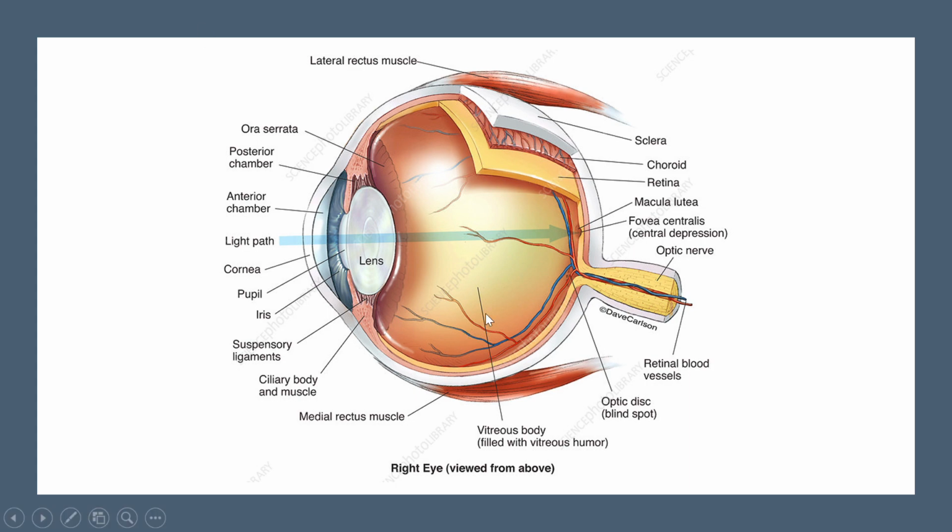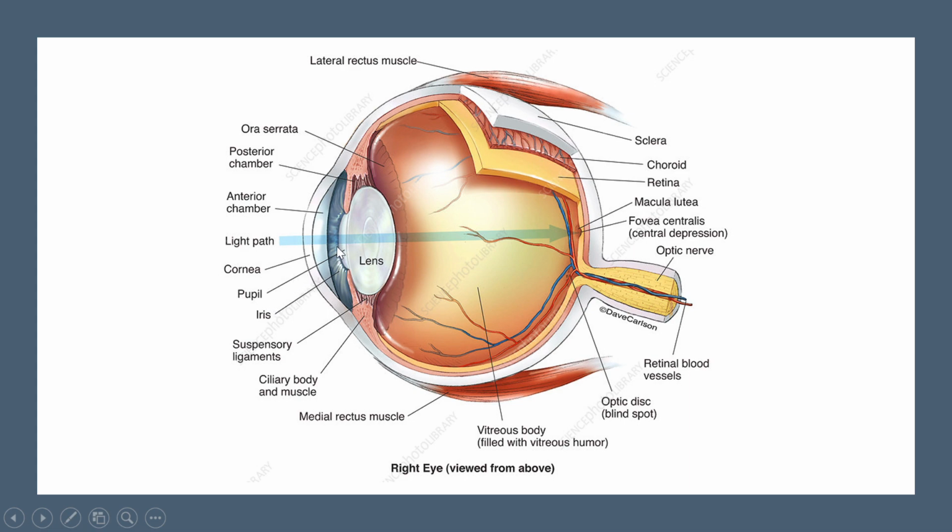After the aqueous humor, there is this grayish color you are seeing. This is nothing but the iris, which gives the color to the eye, and which, as I told you, depends on the genetic factor. The function of the iris is to control the pupil so that the light can enter inside. Iris muscles control the size of the pupil.